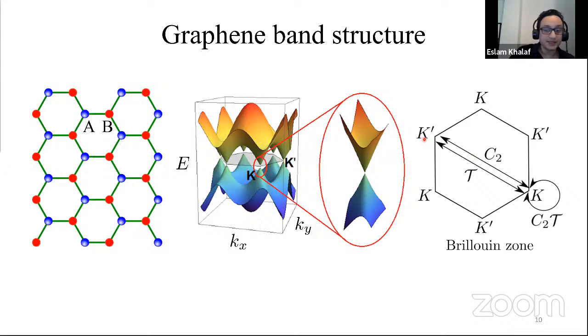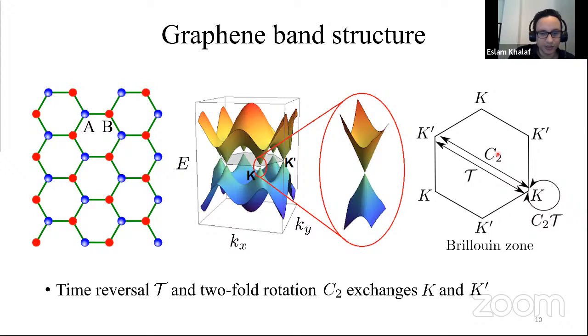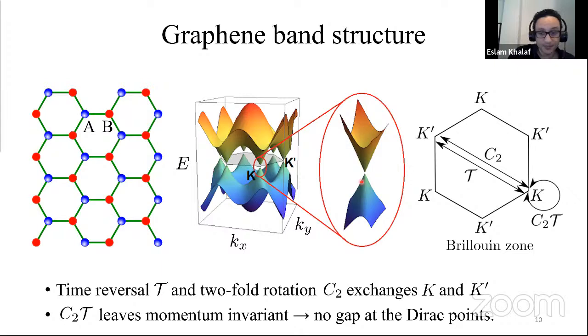The second symmetry is, of course, time reversal symmetry. Time reversal symmetry also acts by flipping the direction of momentum. An important thing to note here is that if we combine C2 and time reversal, we get a symmetry that is local in momentum. So it leaves this point K invariant. And this symmetry is actually the symmetry that is responsible for the gaplessness of this point. It is the reason we cannot write a term that opens up a gap. And this is a symmetry that will play a very important role in our story.